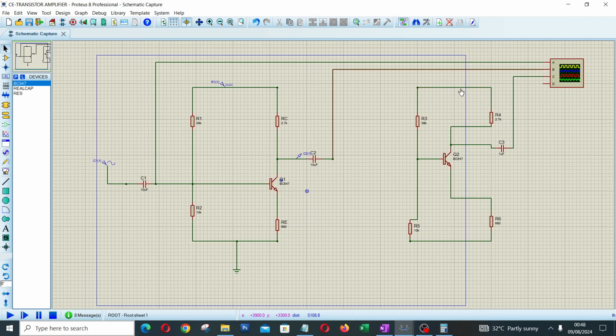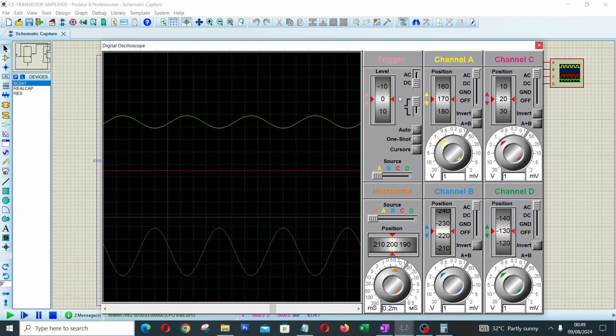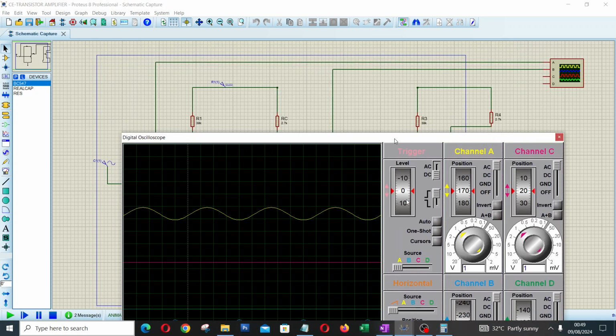Let me separate this circuit now, so we are only measuring the input to the amplifier, and then the output of the amplifier. So let's click and run the simulation. I want to take one shot. Now this is our input and the output waveform.